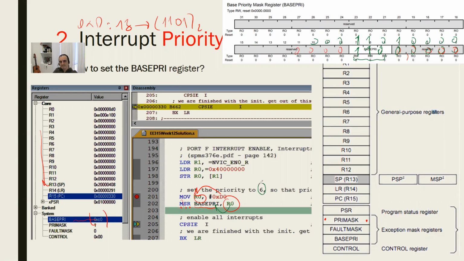Dokuz değil mi hocam? It's 6. Only 1, 1, 0. It's 6, isn't it? Evet hocam, 6. And with this operation, you've made the global priority level 6. Now, having said that, let's do another example.